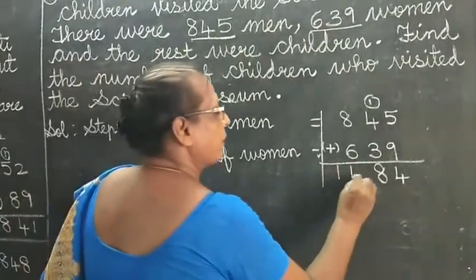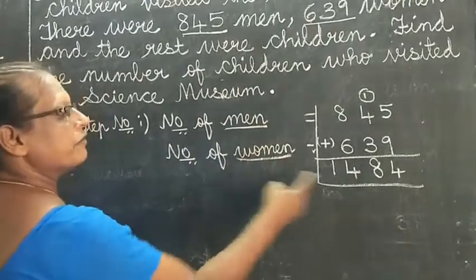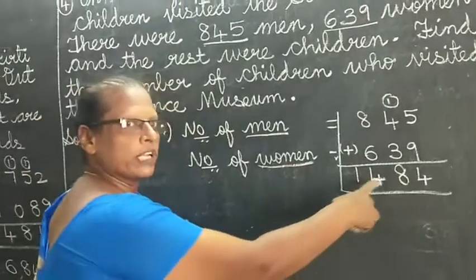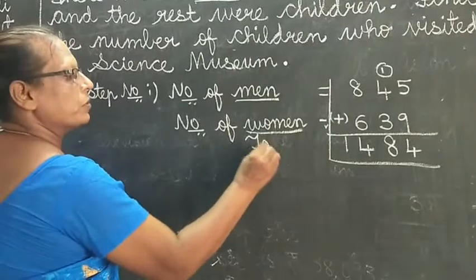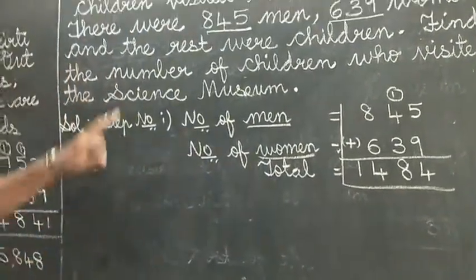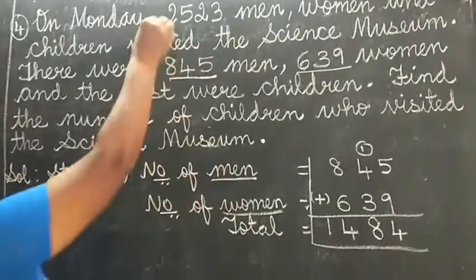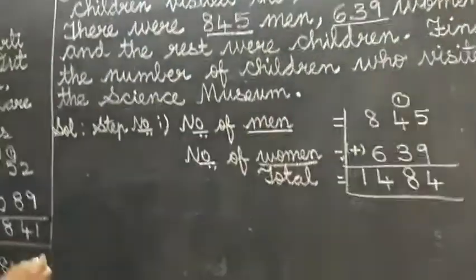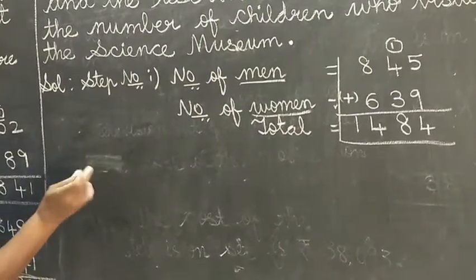So altogether men and women how many, children? Total men and women. Men and women how many? 1484. Okay, children, this is total men and women. Now what you have to do? We have to find out how many children are there. So what you have to do, children? We have to subtract from the total members. So total, step number 2.